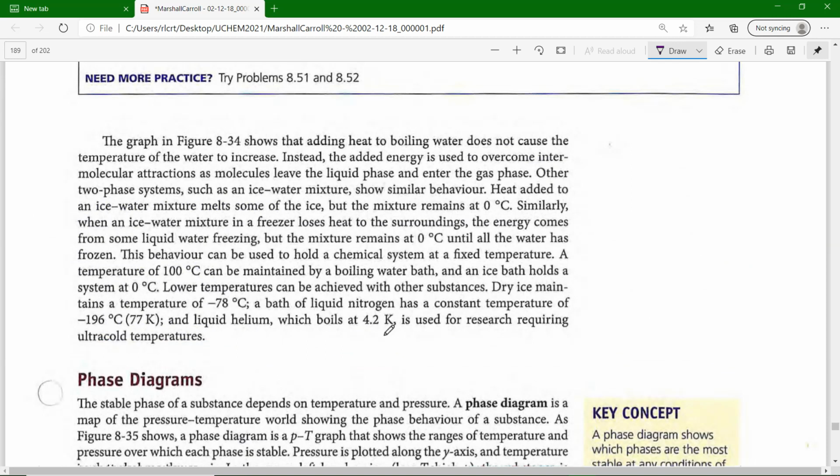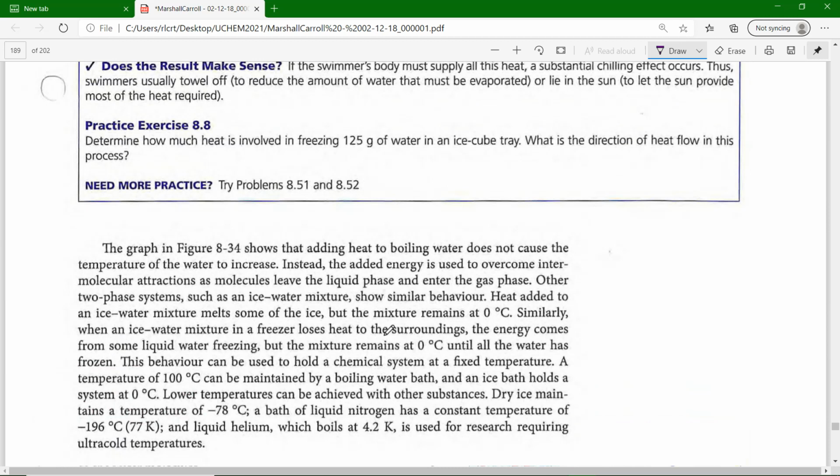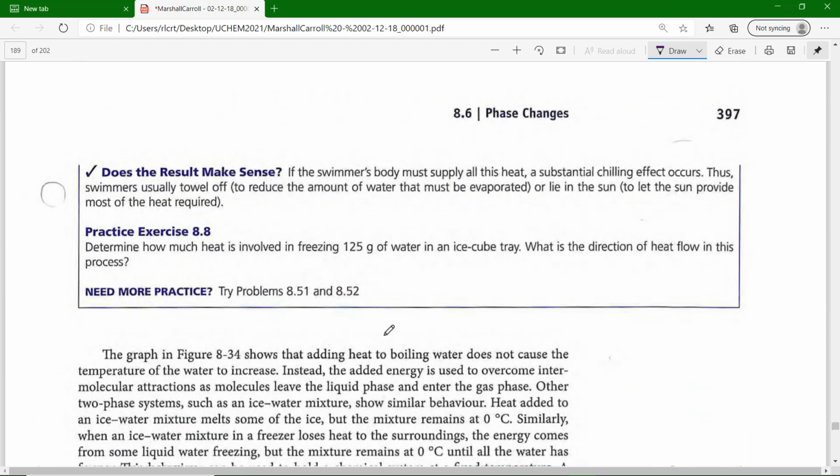No, actually, let's try it. Fine. So we want to determine how much heat is involved in freezing 125 grams of water in an ice cube tray. So Q_P is n delta H. Now this one is going to be fusion, right?